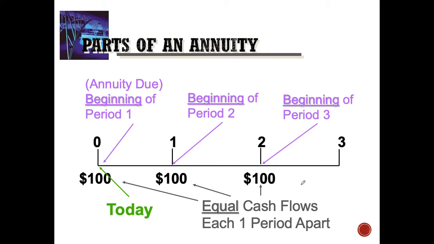This one is an annuity due. Just remember that for annuity due, the payment is at the beginning of the period. So today is here, and the payment is at the beginning of period 1. Period 1 is here, and the beginning of period 2 is here. The beginning of period 3 is here, and the equal cash flow is each one period apart.